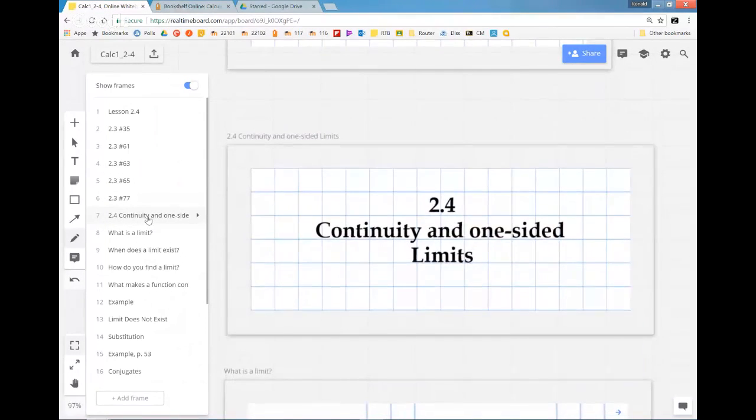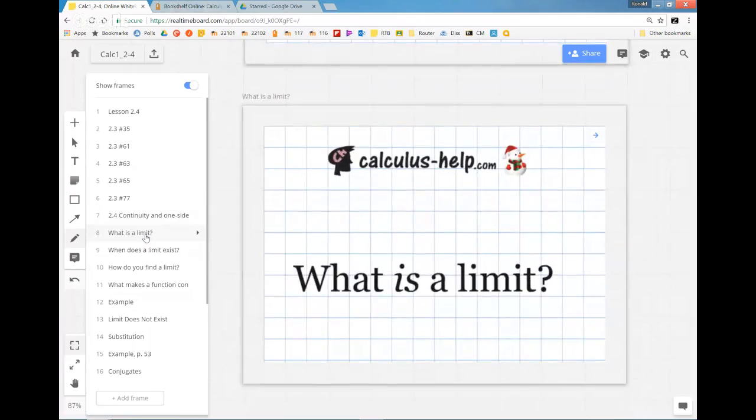So today's lesson, continuity and one-sided limits. We're going to look at some short videos by a site called calculus-help.com, which you might want to take a look at. They will help you with the concept of a limit. We're going to click on this link, and here comes the first video.